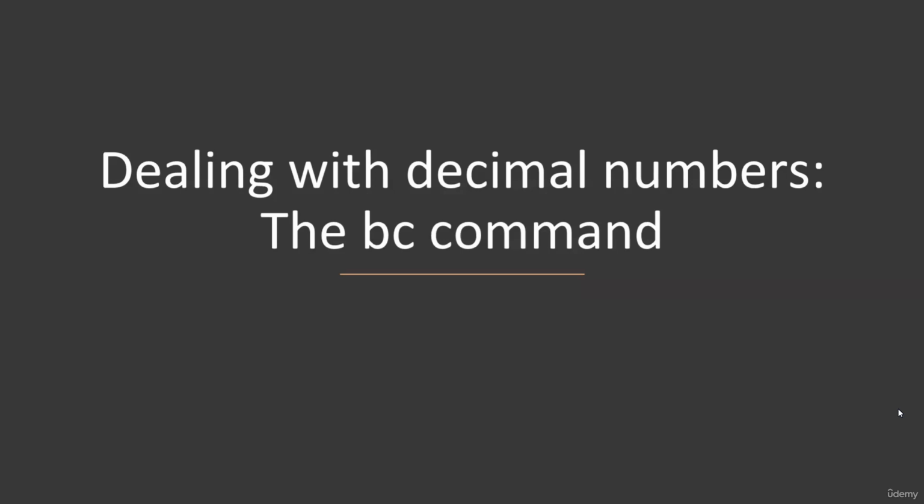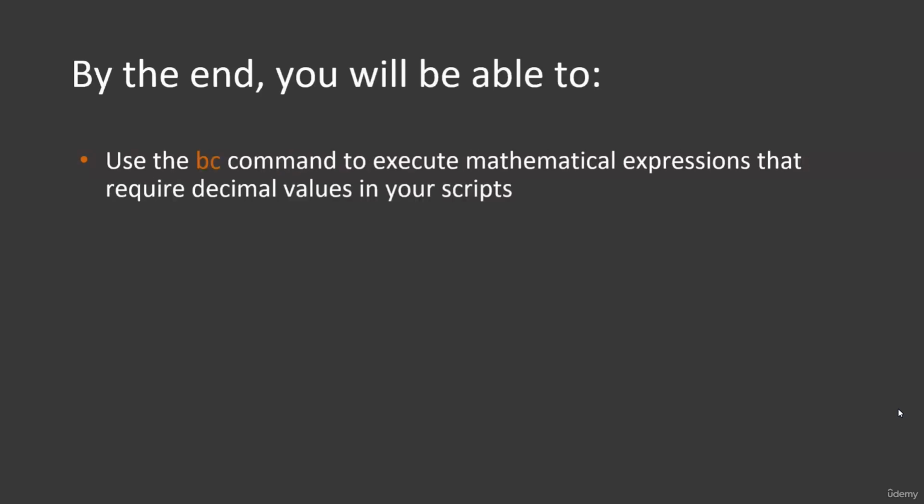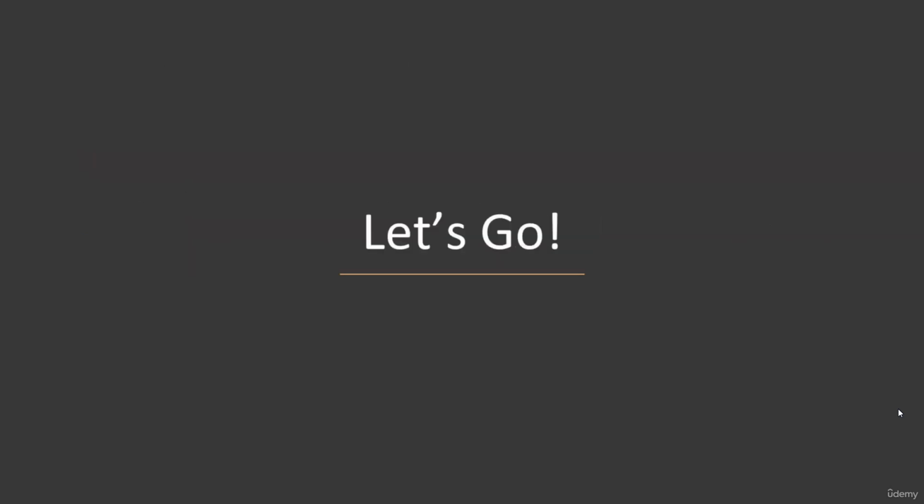As I mentioned at the end of the last video, arithmetic expansion is not able to handle decimal numbers, but don't worry, this is where the BC command comes in. In this video, you're going to learn how to use the BC command to handle decimal numbers in your bash script calculations. By the end of this video, you'll be able to use the BC command to execute mathematical expressions that require decimal values, and you'll be able to set the scale variable within the BC command to determine how many decimal places should be provided in the output. So let's go ahead and get started.